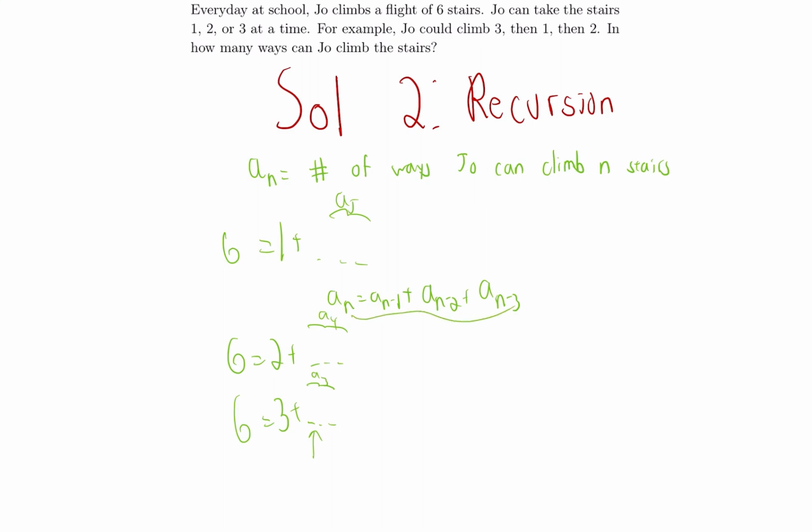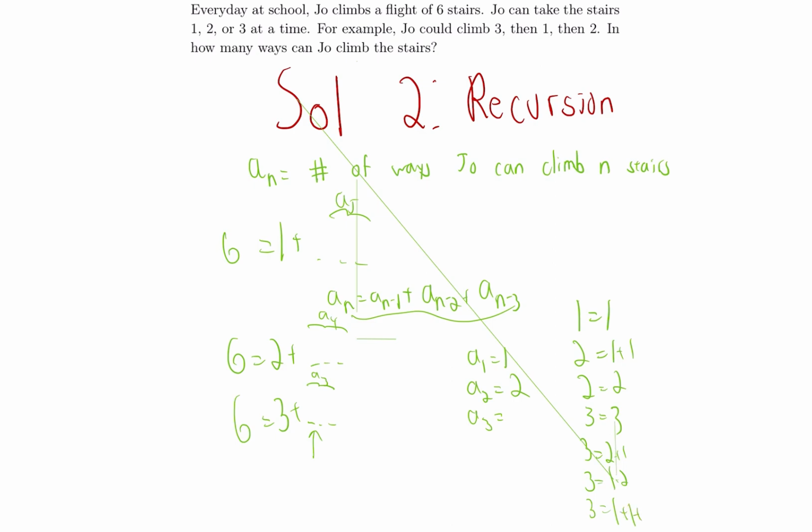What can we do? Well, we can start by seeing that A of 1 must be 1, right? Of course, there's only one way. A of 1 is equal to 1. What about A of 2? For 2, you can do 1 plus 1, or you could just do 2. There's 2 ways. A of 3 is going to be 4. 3 is equal to 3. 3 is equal to 2 plus 1. 3 is equal to 1 plus 2. Or 3 is equal to 1 plus 1 plus 1. Okay, so now that we have that, A of 3 is equal to 4.